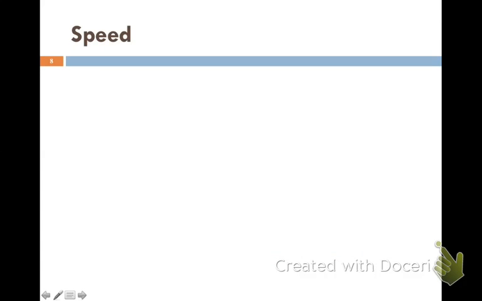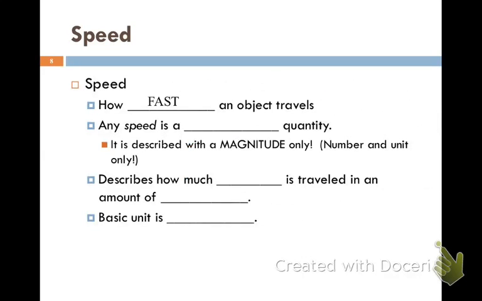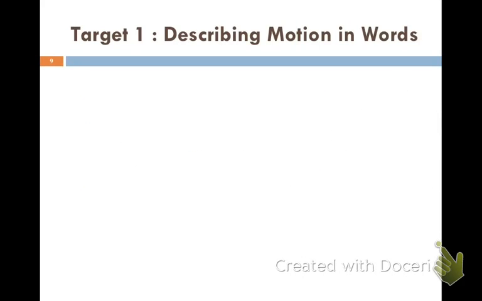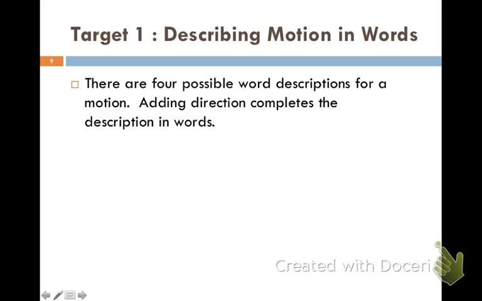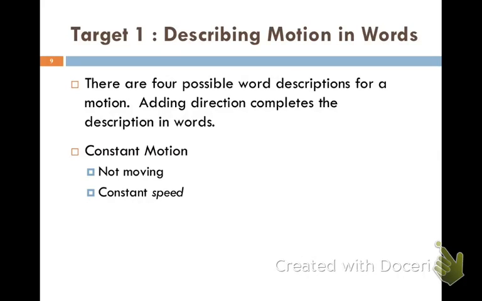So our next term is going to be speed, and you know what? I'm actually going to first fast forward to this part. That'll make more sense. So when we're describing motion in words, there are 4 possible word descriptions for motion. The first is going to be dealing with constant motion. So we've been talking about that. So when an object is in constant motion, it's either not moving or at a constant speed. And that's when, if you guys remember, our net force is going to be equal to 0.